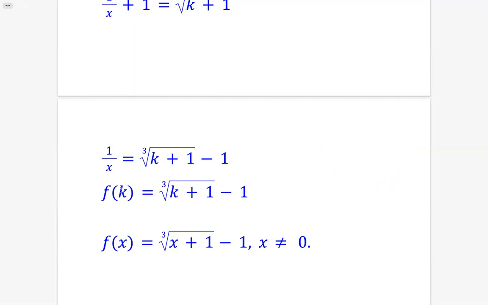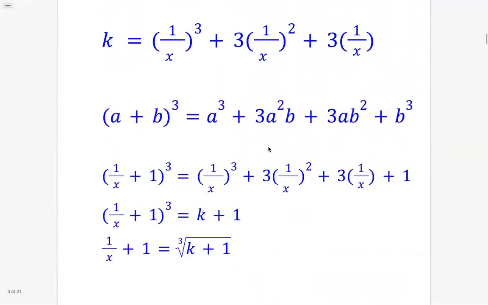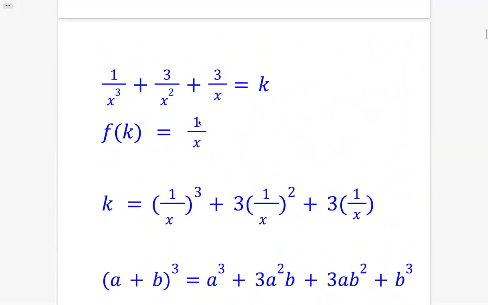Then k, I can substitute k into x, right? A variable, just a variable. f of x equals the cube root of x plus 1, minus 1. And of course, we want x cannot be 0, because 0 is not in the domain of this function. Why? Because you remember, we have 1 over x, right? x cannot be in the denominator as 0. So yeah, that's it.